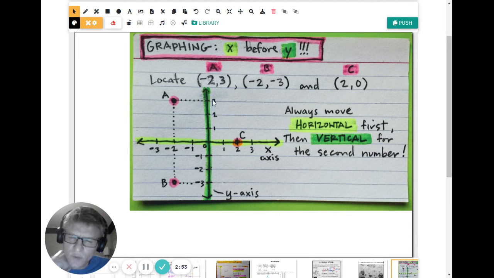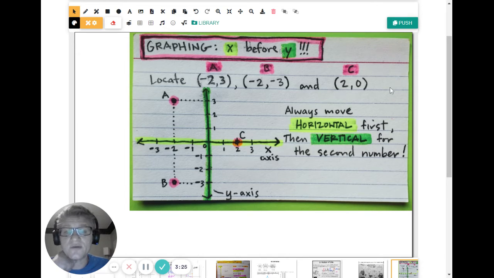So what you find is if you have two negative numbers, like point B, for instance, -2, -3, you're going to end up in this quadrant. You're down in quadrant 3, so quadrant 1, 2, 3. And for quadrant 3, it's still the same process. You move horizontal first. So if I'm graphing point B, I go back 2 spaces to -2. And then I go down 3 spaces to -3. So you're always going horizontal first, right? And then you're going vertical with the second number.